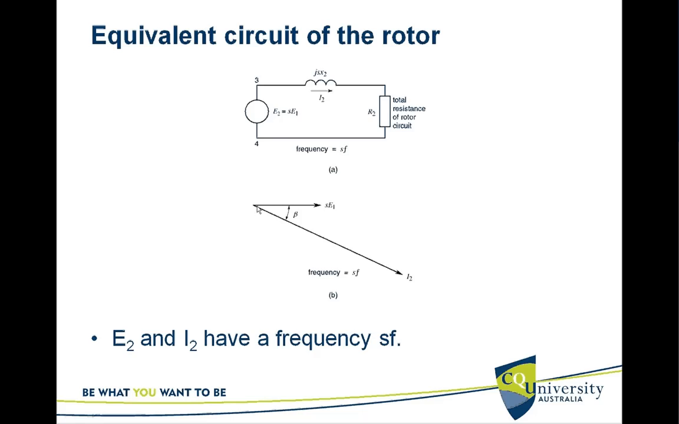SE1 is the rotor induced voltage, and the current I2 in the rotor is lagging by an angle beta. Beta can be calculated from the magnitudes of the inductive reactance and the resistance. E2 and I2 have frequency SF.